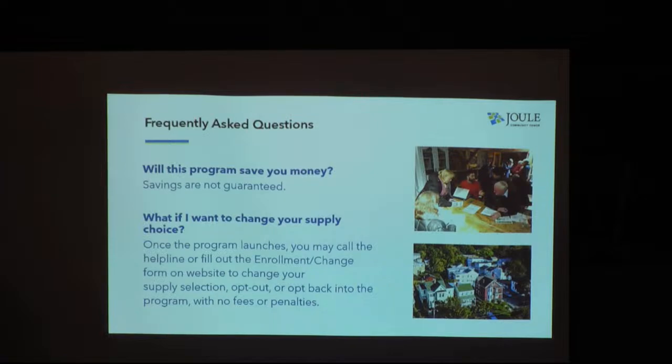What if you want to change your supply choice? Once the program launches, you can always call the helpline or fill out the enrollment change form. Really, the best way to do it is to call the helpline. You can do one of three things. You can change the supply selection if the town makes available more than one choice, which many municipalities do. Or you can opt out of the program, or you can opt back into the program with no fees or penalties. People sometimes ask me, can I go back and forth, opt out, then opt back in? Yeah, you can do whatever you want, probably up until the last couple of months. And there are no fees or penalties or participation fees at any time.